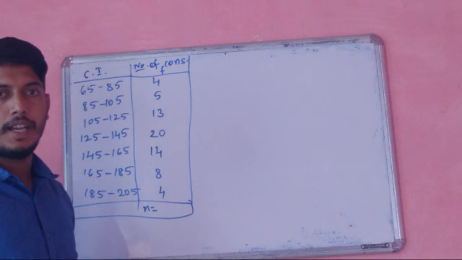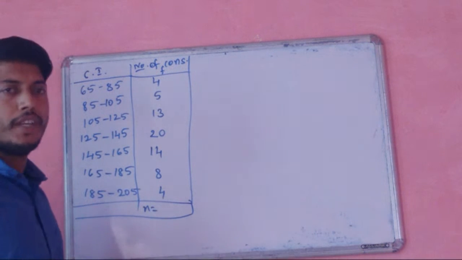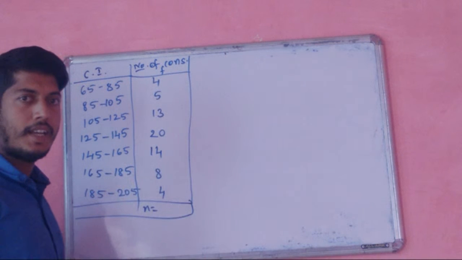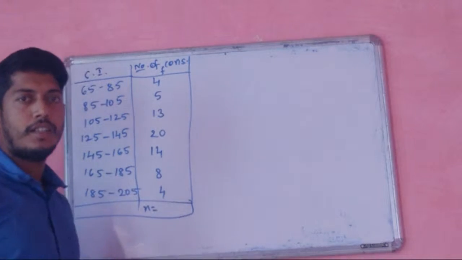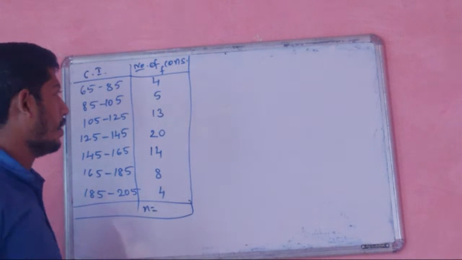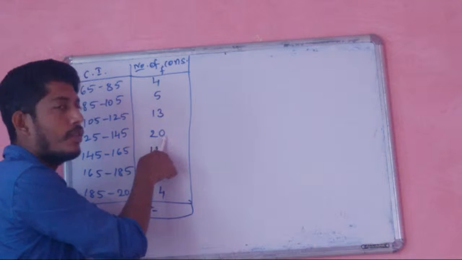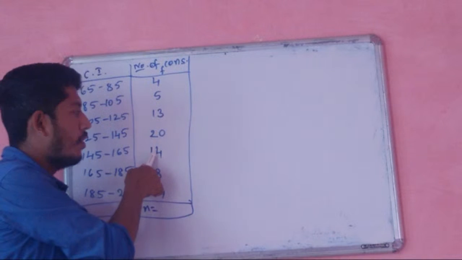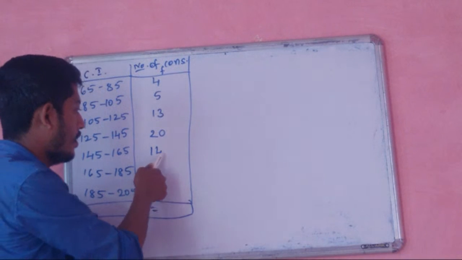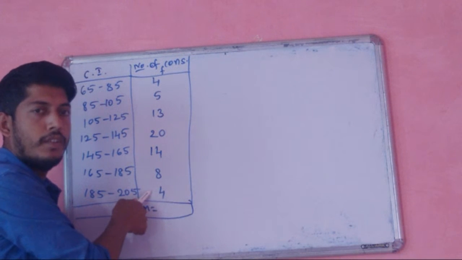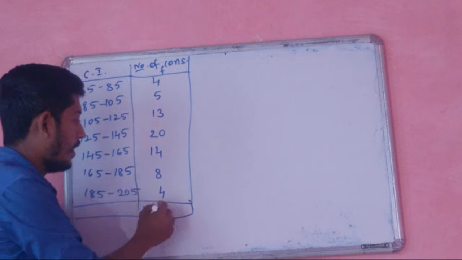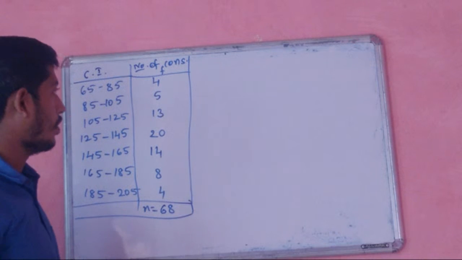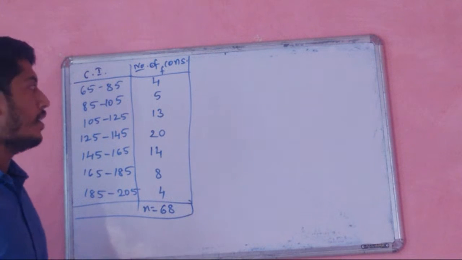4 plus 5, 9. Or we can find out the cumulative frequency also. 9 plus 13, 22. 22 plus 20, 42. 42 plus 14, 56. 56 plus 4, 60. 60 plus 8, 68. Okay, this is the total number of observations. That is the value of n.